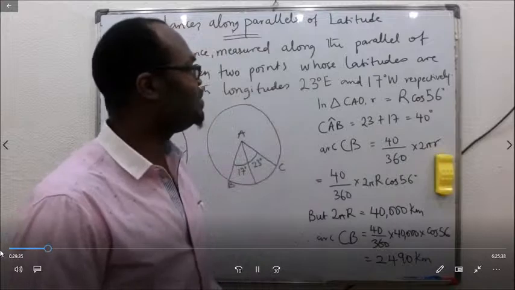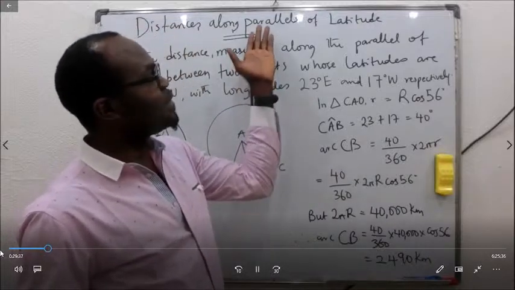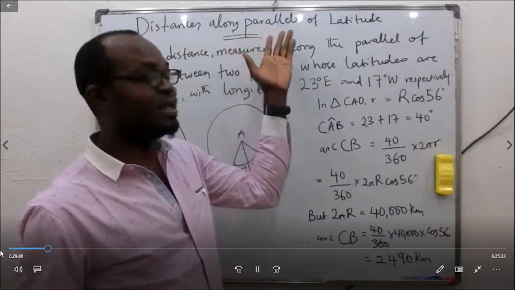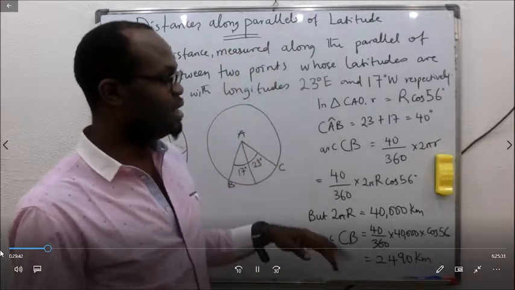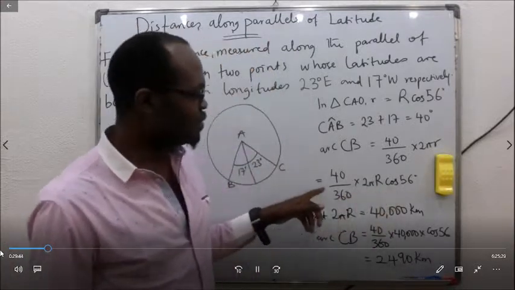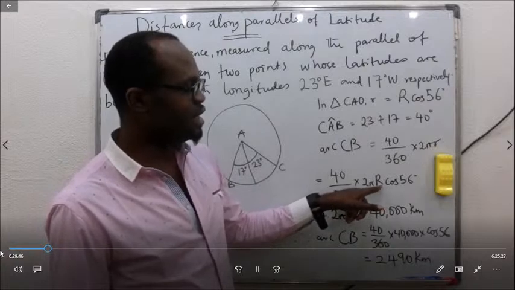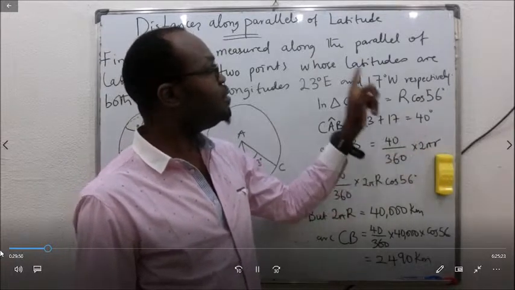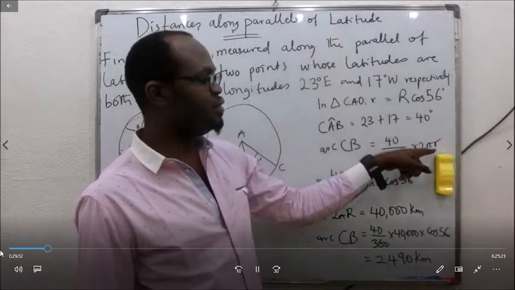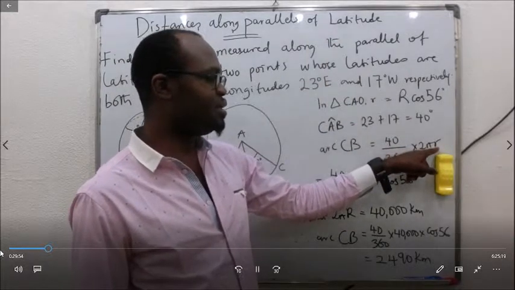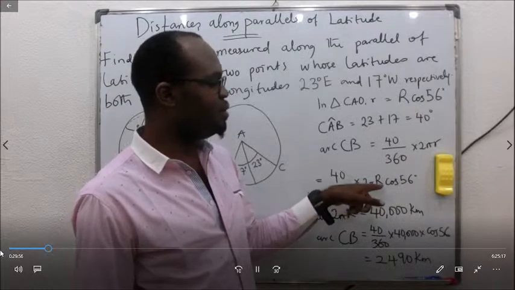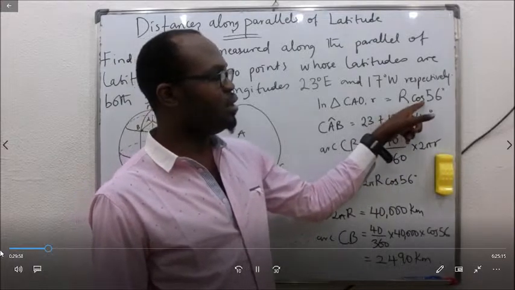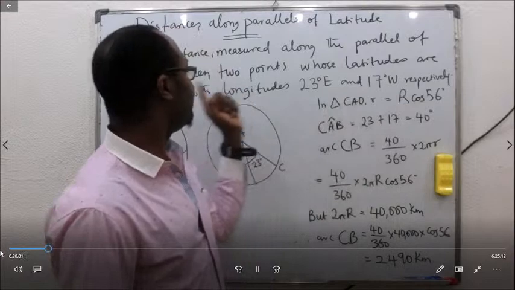So very simply, the calculation for parallels of latitude and great circles are very similar. Only that for great circle, you're using this R in this formula, the big R. But for latitudes, you're using small r, noting that this small r is equal to big R cos the angle of the latitude.